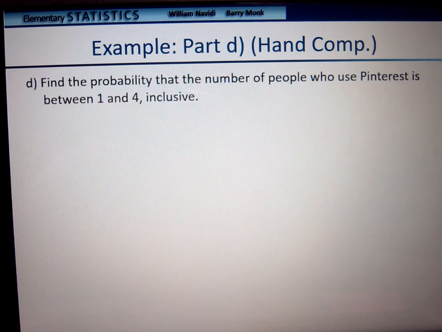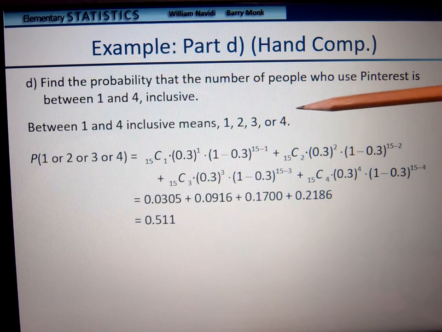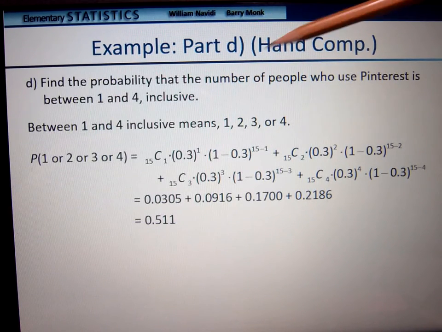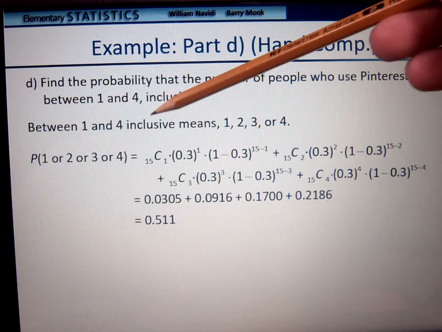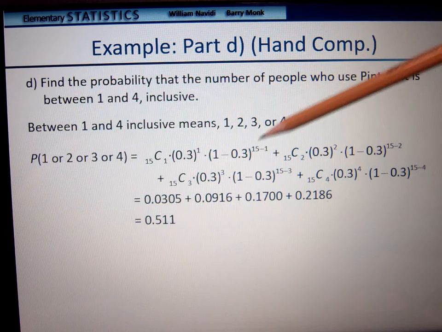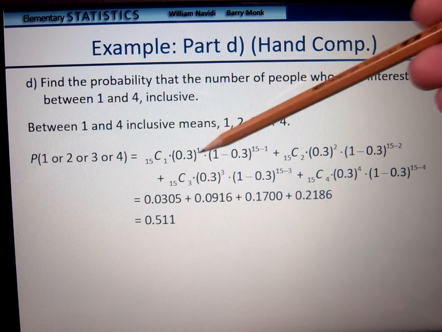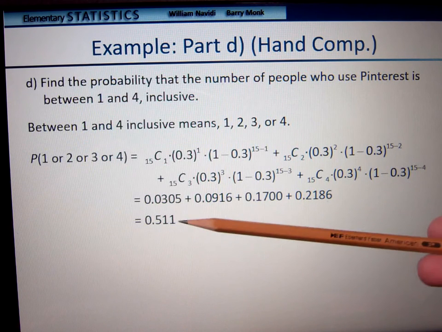Find the probability that the number of people who use Pinterest is between 1 and 4 inclusive. Well, inclusive means you're including 1 and 4. I usually say "and including," but inclusive means the same thing. So we're looking at 1, 2, 3, or 4. Again, we find the combination separately, and then we add all those values together, and we get a little over 1/2.